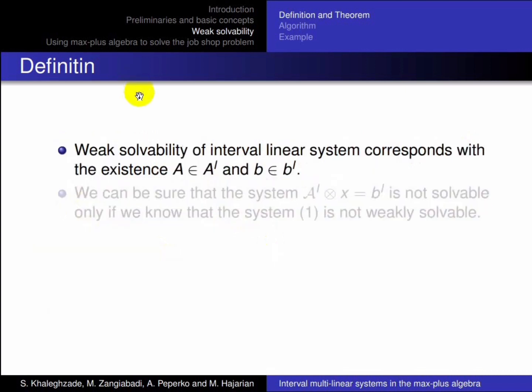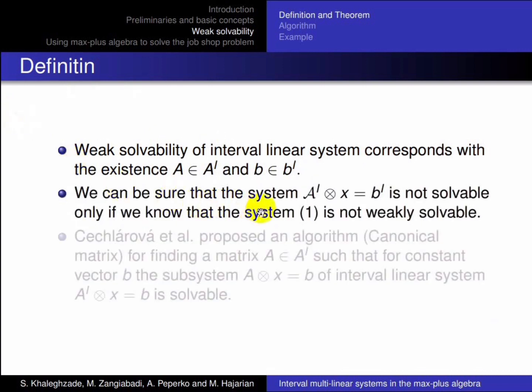Weak solvability of an interval linear system corresponds with the existence of A in interval A and B in interval B. The aim of weak solvability is finding the matrix and vector such that the linear system is solvable. And we can be sure that this interval multilinear system is not solvable only if we know that the system is not weakly solvable.